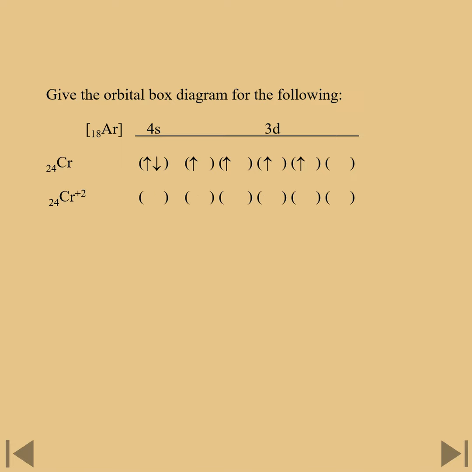What about the chromium 2+ ion? Well, now I've only got 22 electrons, which are 4 electrons beyond argon, and none of them go in the 4s. All 4 of them go into the 3d.